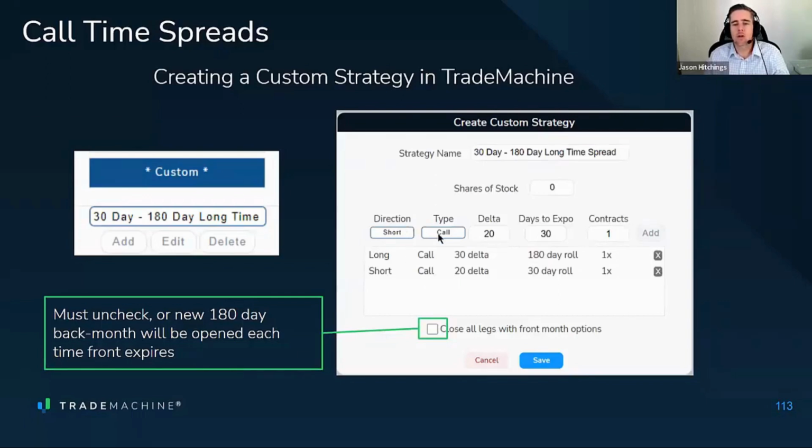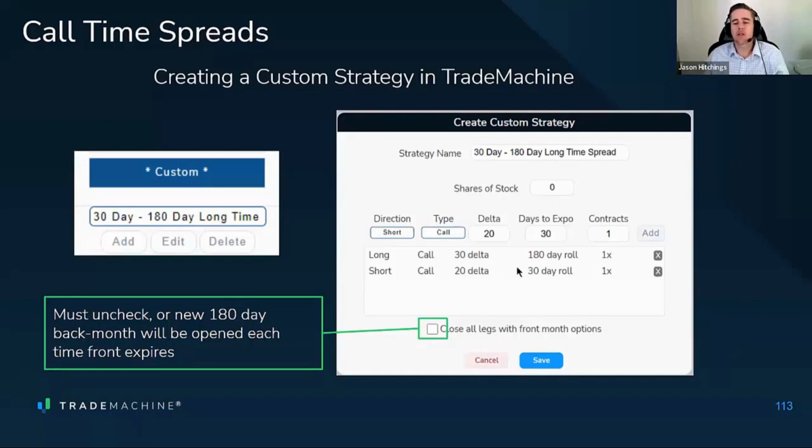But this time I go short, call with 20 delta, because that was the 90 strike that we looked at was about 20 delta when it was a month out. I'm going to say 30 days to expiration. Then importantly, I'm going to uncheck the close all legs with front month. The reason is if this was checked, then as soon as this 30-day option expired, it would close the entire position and then it would reopen the entire position. When it reopened the entire position, it's going to say, I want to buy options 180 days out from May. So instead of looking at September options, it's going to be looking for October options.